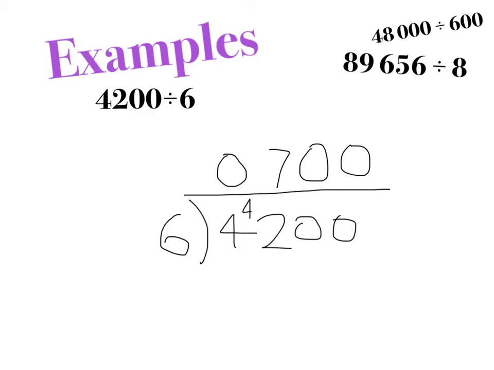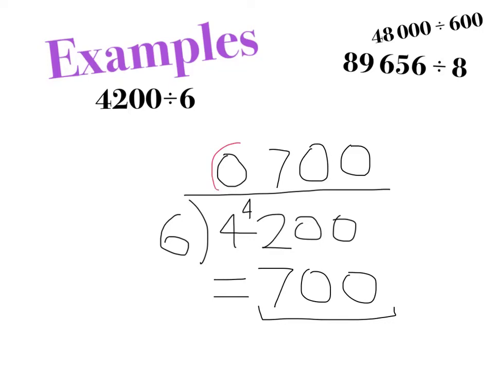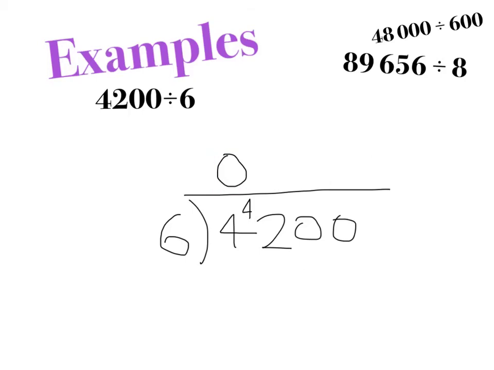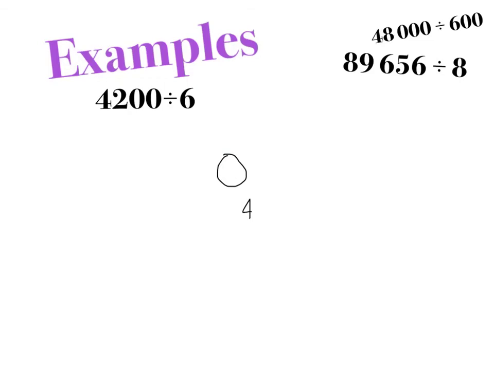Can I write that in a nicer way? Sure can. I'm going to write it down here as 700. That is a lot nicer rather than 0700, because this 0 is in the thousands place value, and there's no other number in a higher place value. So I know I can disregard it because it's not important. Okay, let's have a look at our last example, and I'm going to show you a really quick little thing that you guys can do in order to save yourself some time.